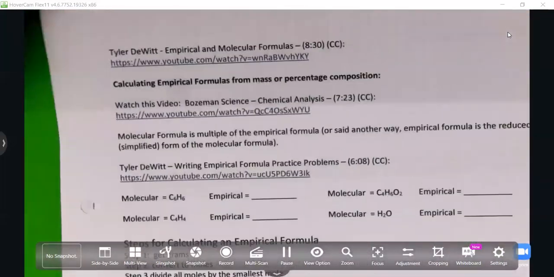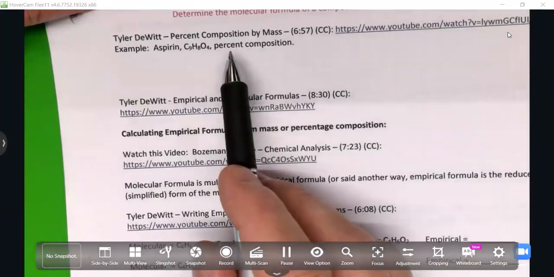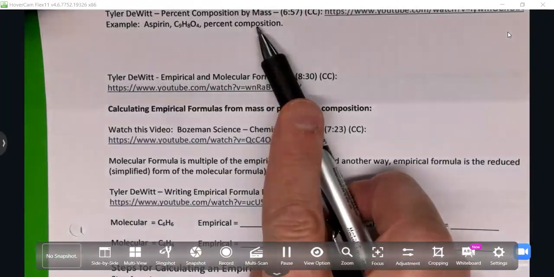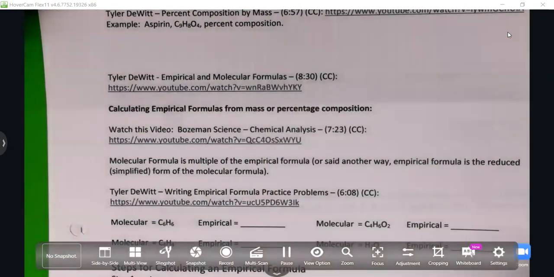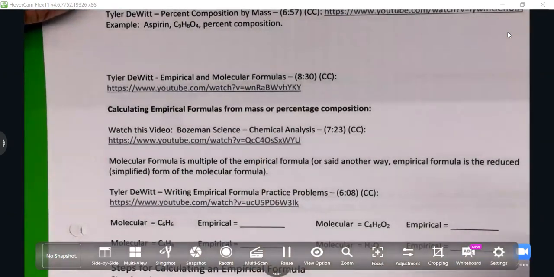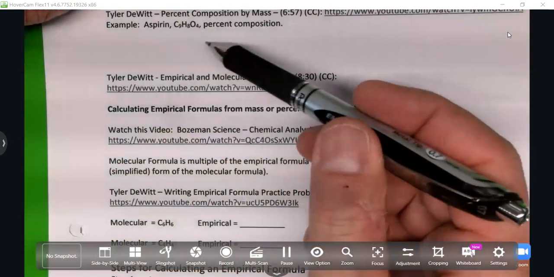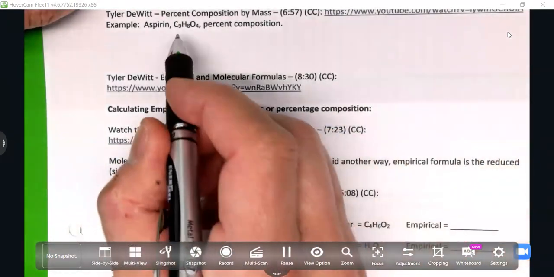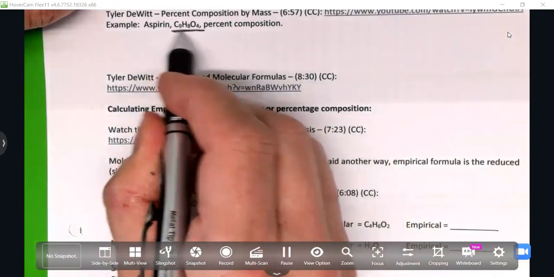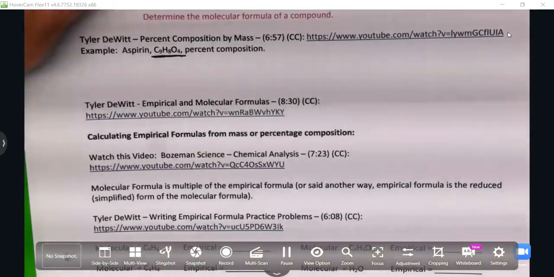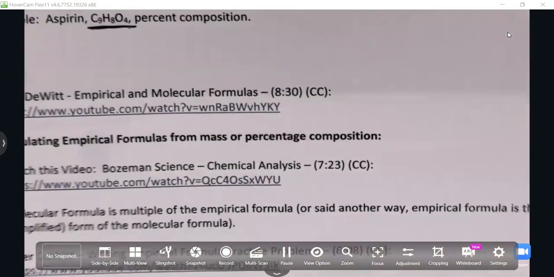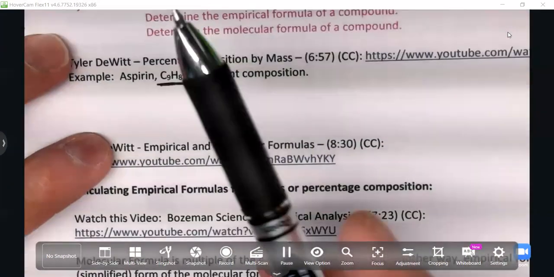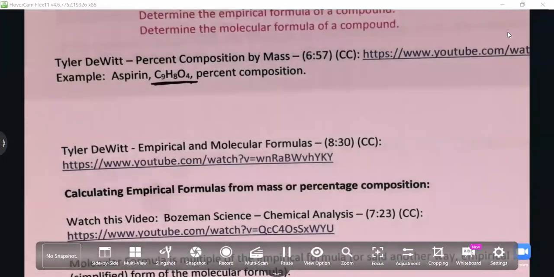On the next page, percentage composition by mass. What we want here, because this is going to lead us up to the next part, calculating empirical formulas. If you have aspirin, C9H8O4, what is the percentage composition by that? What is the percent carbon? What is the percent hydrogen? And what is the percent oxygen?